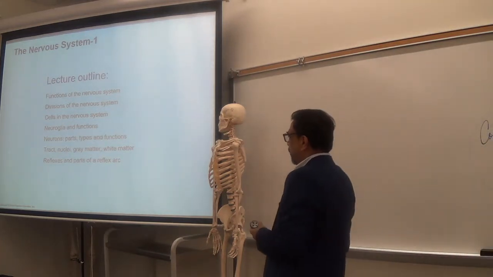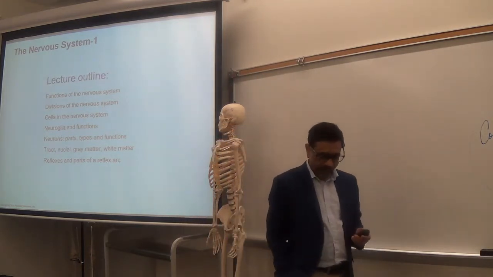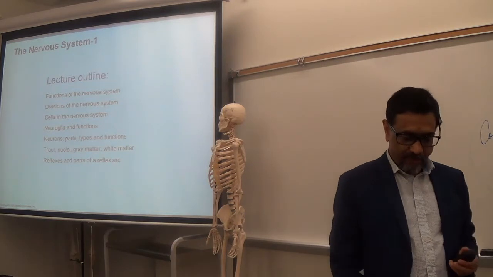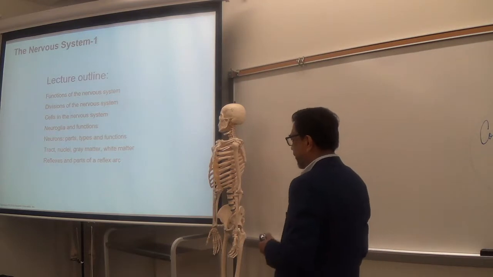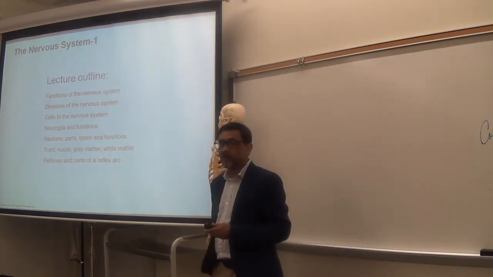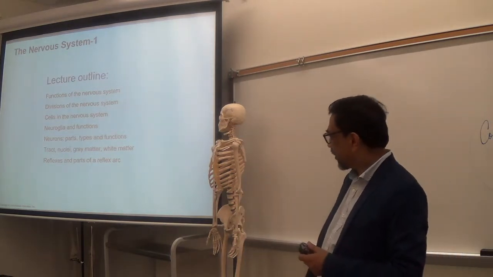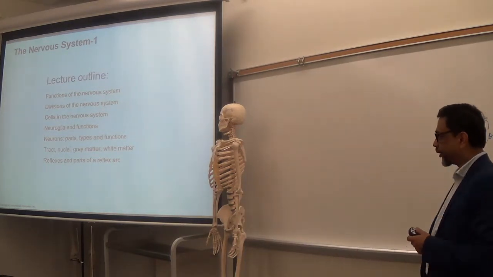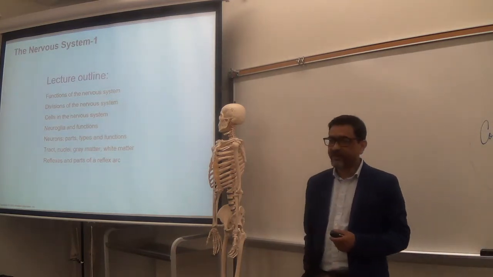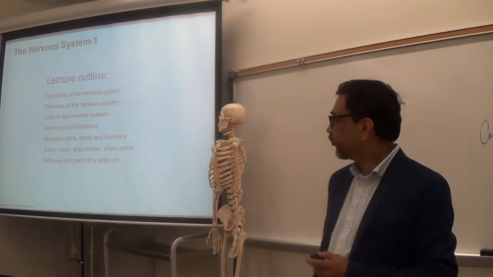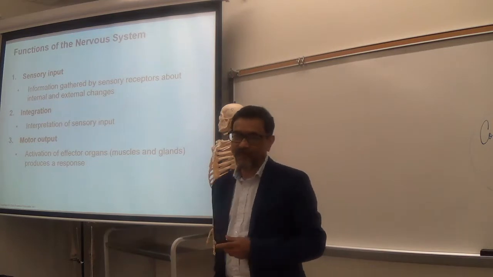Then we'll talk about a few other structures found in the nervous system. Those are called tracts, nuclei, gray matter, white matter. So we'll see what those structures are inside the nervous system. Okay? Then we'll talk about the reflex and the reflex arc. First, the functions of the nervous system.